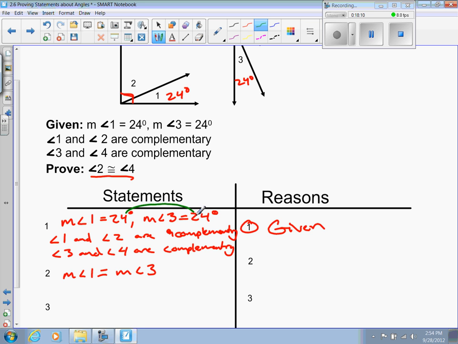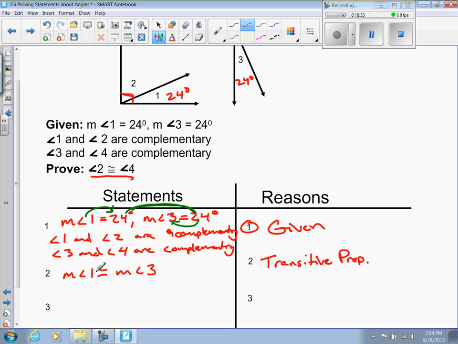These are equal, right? So if angle 1 equals 24, and 24 equals measure angle 1, you're skipping across the 24. That's the transitive property. Use that one quite a bit.